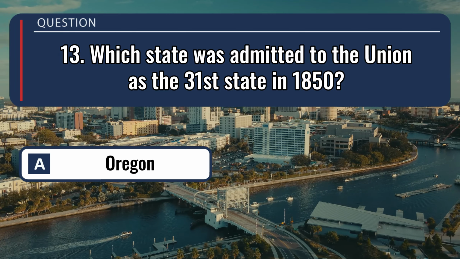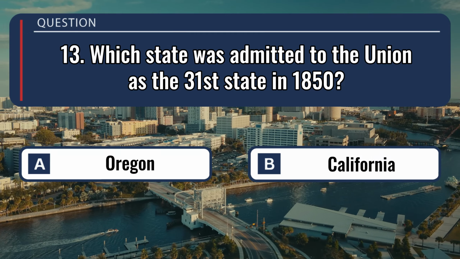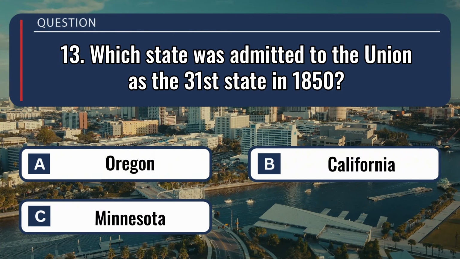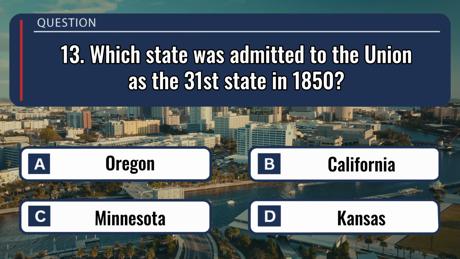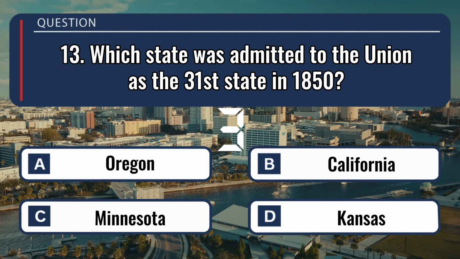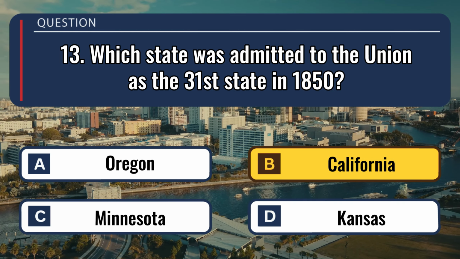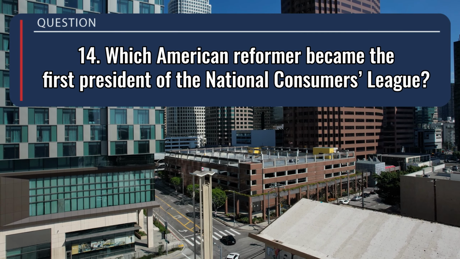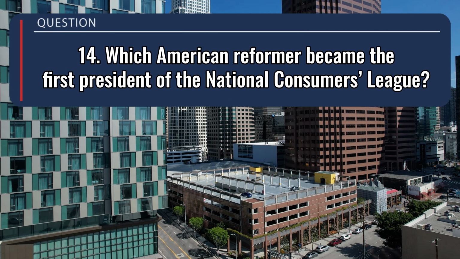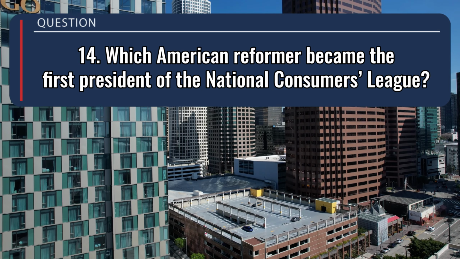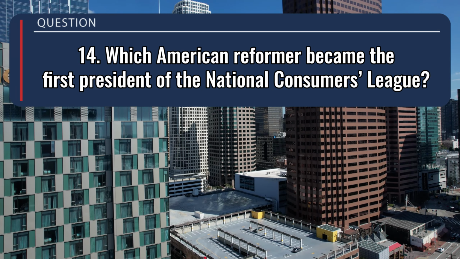Question 13. Which state was admitted to the Union as the 31st state in 1850? A. Oregon. B. California. C. Minnesota. D. Kansas. The correct answer is B. California.